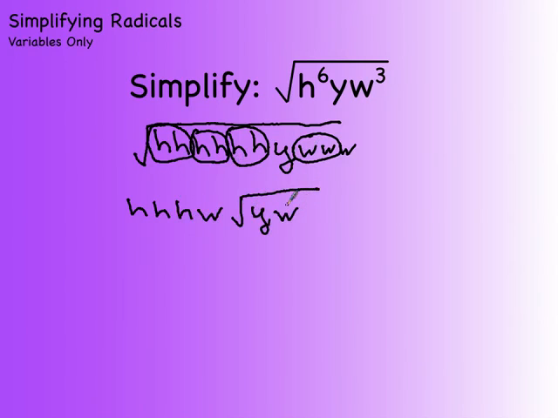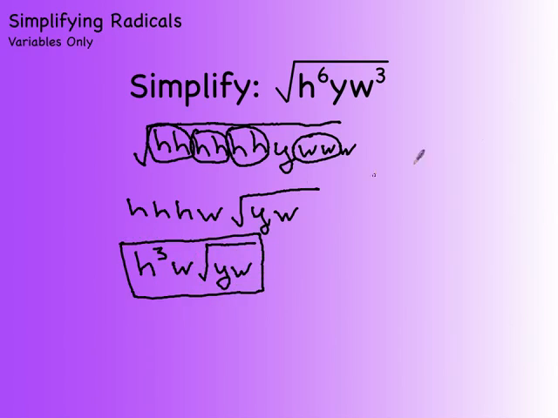And again, I would take this answer, but let's take it to the next step and let's clean it up. Since we have 3 h's, 1, 2, 3, we can write that as h cubed. Just one w on the outside, so it'll just be w. Square root of y w. And that would be the professional way to write your answer.